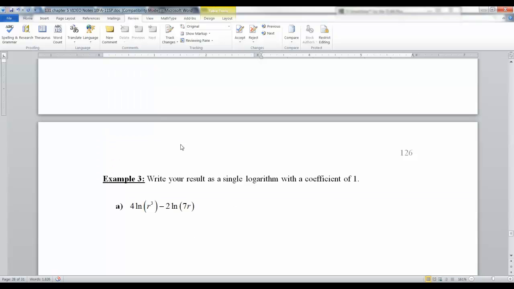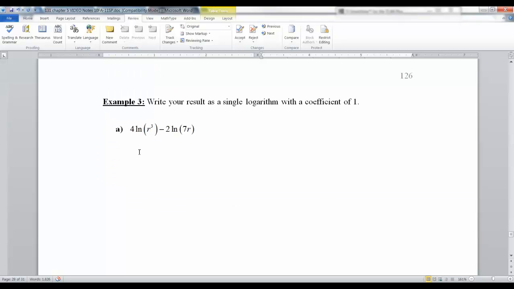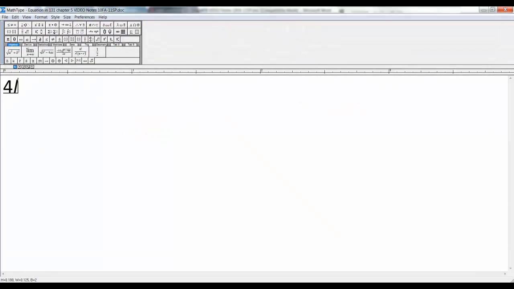Speaking of 5.5, let's use this property. So the subtraction property is a property we first learned about in 5.5. So let's do it. We are going to make subtraction turn into division. So it's going to be, let me write it out, 4 ln r to the third minus 2 ln 7r.